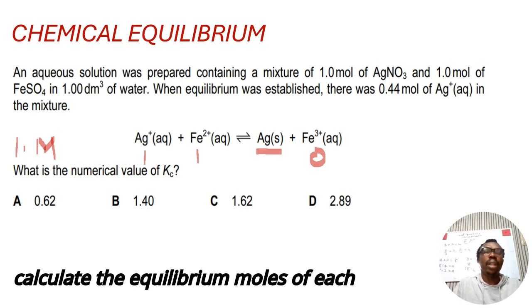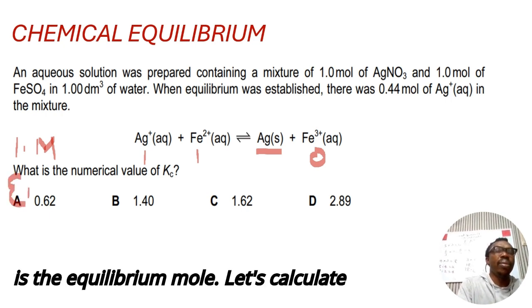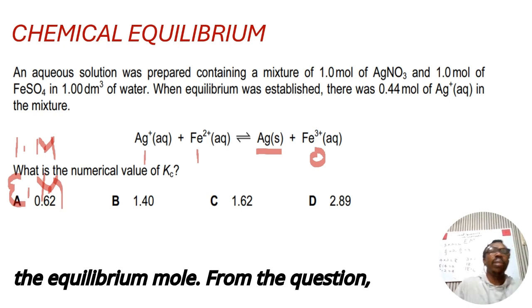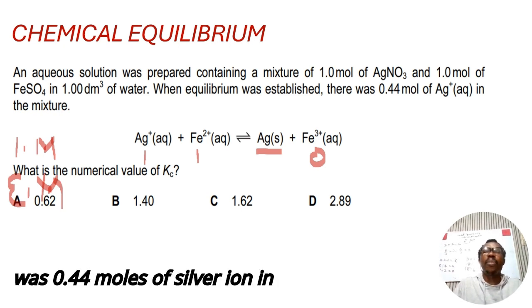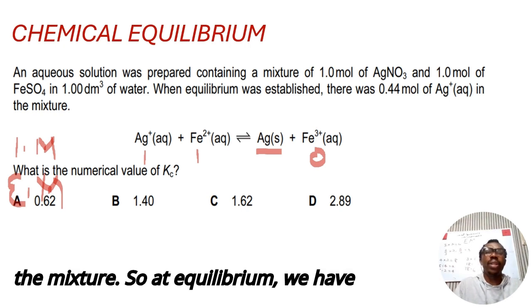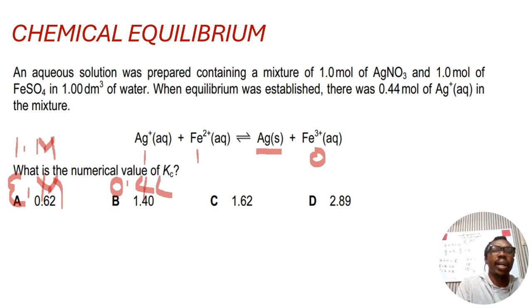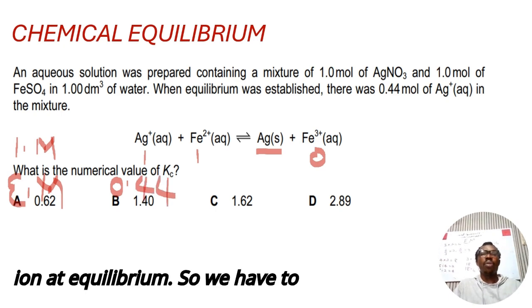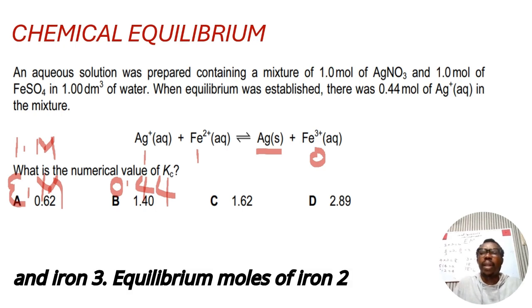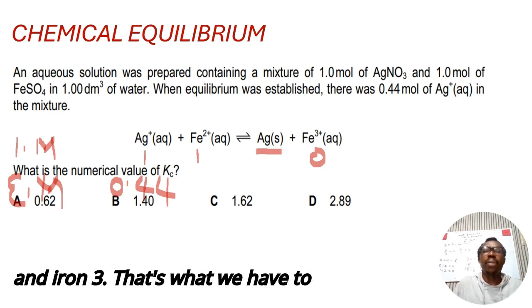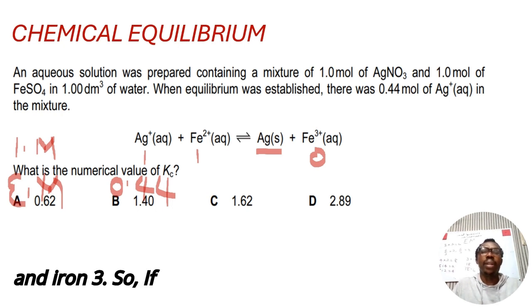Now we have to calculate the equilibrium moles of each of the reactant and the product. Let's calculate the equilibrium mole. From the question, when equilibrium was established, there was 0.44 moles of silver ion in the mixture. So at equilibrium, we have 0.44 moles of silver ion. So we have to calculate the number of moles of iron 2 and what? Iron 3. The equilibrium moles of iron 2 and iron 3. That's what we have to calculate.